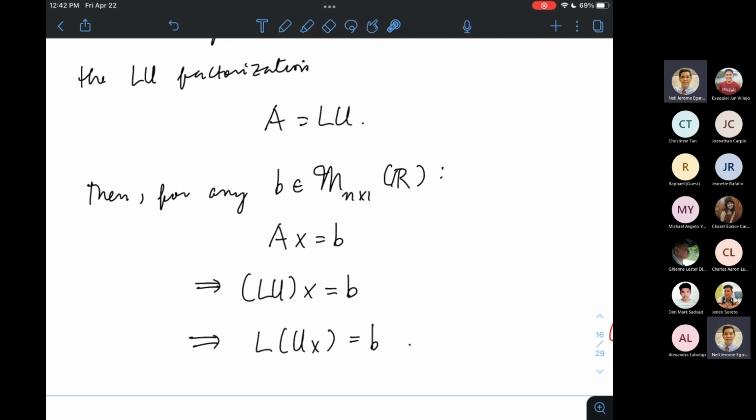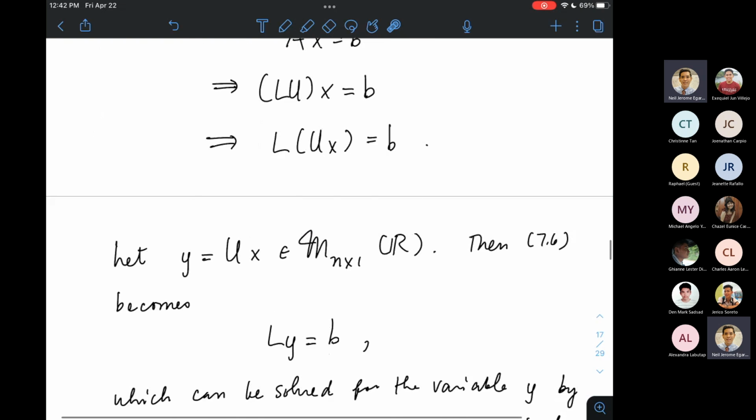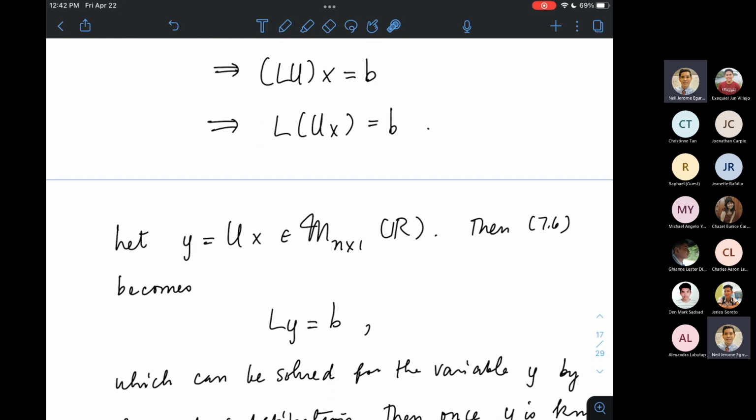Is fine so far based on the multiplication requirement for the dimension of the matrices. Okay? Tapos ang gagawin ko ngayon, mag-i-introduce ako ng panibagong variable. So I will let y be equal to Ux. Tapos si y, alam natin by our analysis earlier, ay n by 1. So basically, papangalanan ko lang yung Ux.